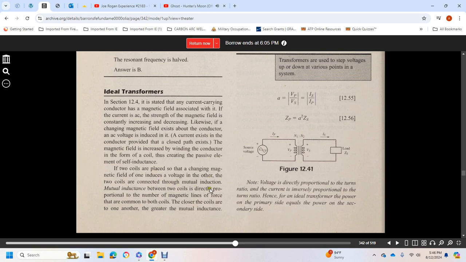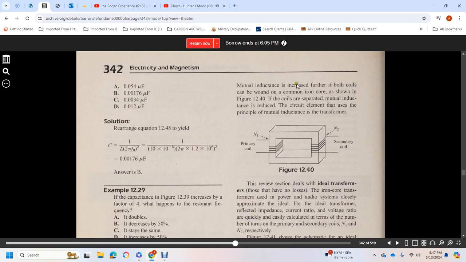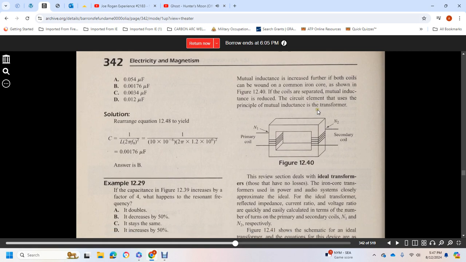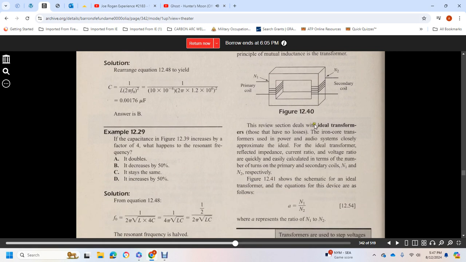Mutual induction between two coils is directly proportional to the number of magnetic lines of force common to both coils. The closer the coils are to one another, the greater the mutual inductance. Mutual inductance is increased further when both coils are wound on a common iron core, shown in figure 12-40. When coils are separated, mutual inductance is reduced. The circuit element based on the principle of mutual inductance is the transformer. Here we review the ideal transformer, which has no loss, such as an iron core transformer.